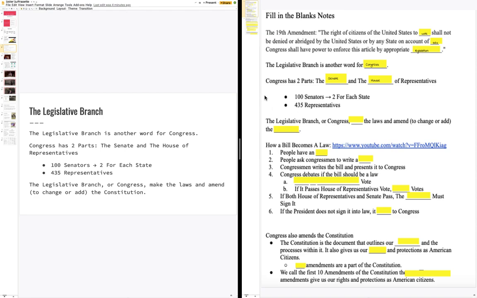These 2 parts of Congress in the legislative branch make the laws and they amend the Constitution. So not only do they make the laws, but they make and amend the Constitution. So they change or add to the Constitution. You'll notice this amend, it's a lot like up here, the amendment. So Congress is what made the 19th Amendment possible. They amend the Constitution.